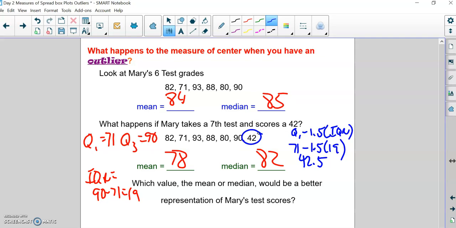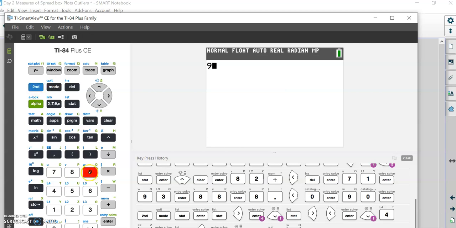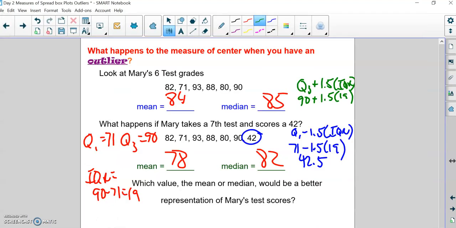And we can also test the upper part too. So we could say Q3 plus 1.5 times the IQR, which would be 90 plus 1.5 times 19, which will give you 118.5. So we should know that we don't have anything outside that, so there's no outliers on the top half.